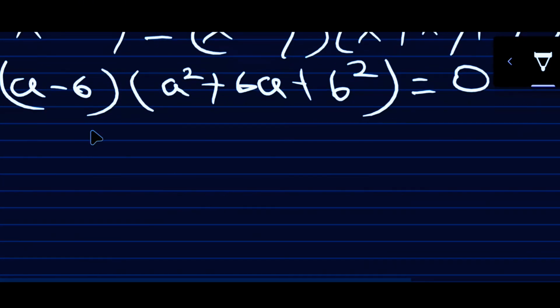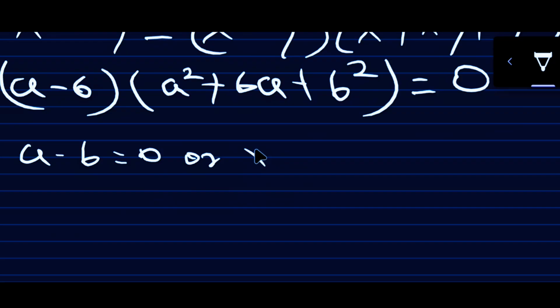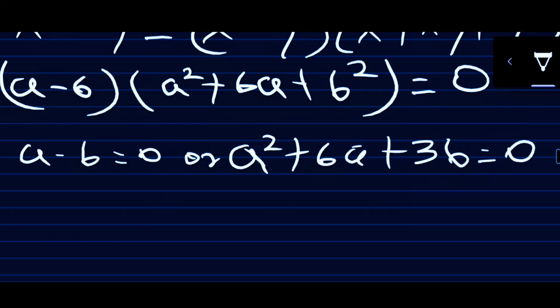So from here, if we apply the zero product rule, it simply means that a minus 6 will be equal to 0, or a squared plus 6a plus 6 squared, which is 36, will be equal to 0. So from here we are going to have a equal to positive 6. This a here is now a4. a4 equals 6. Remember that we have gotten a1, a2 and a3.